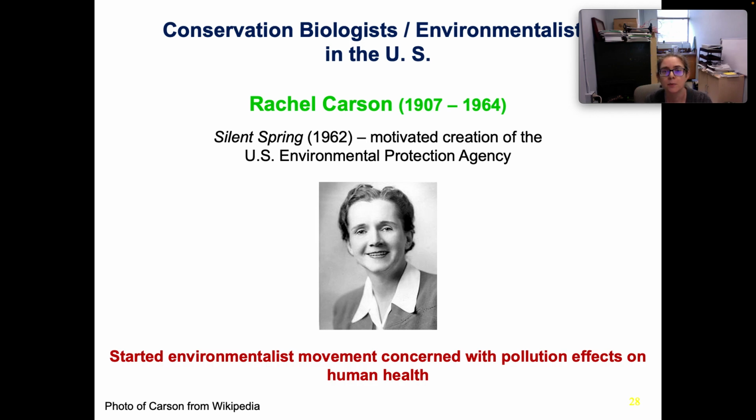Rachel Carson is probably one of the most famous environmentalists. She is most well known for writing the book Silent Spring, which was published in 1962. And the idea of Silent Spring was that there were so many chemicals that we were manufacturing and releasing into the environment, things like DDT, but other chemicals as well, that were harmful to wildlife and to birds especially.